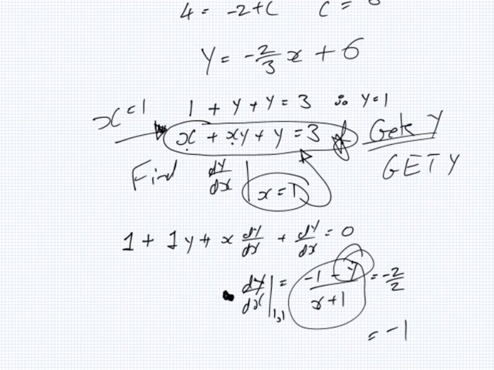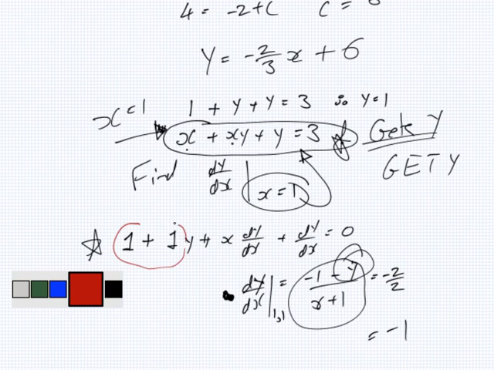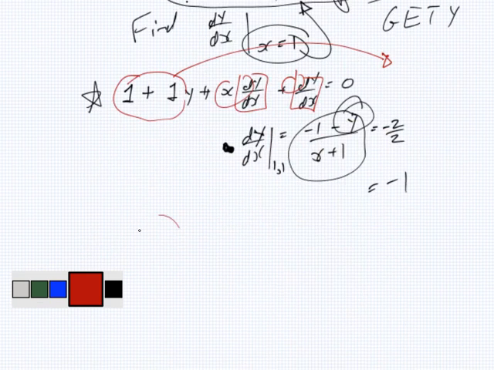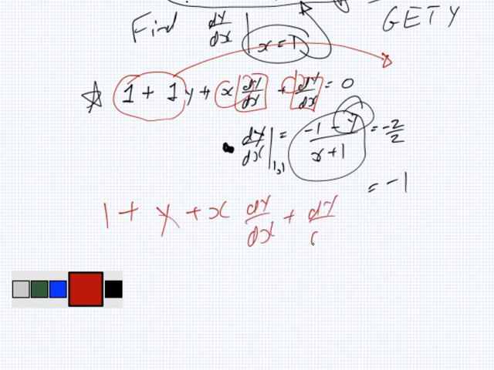How do you get the one? Oh, from here? I did this in my head. These two, I took over to the right. And then this and this, I take it out. And then this and this, I divide. I did these steps in my head. Did that confuse you? Now hang on, I need to write this down. 1 plus y plus x dy/dx plus dy/dx equals 0.